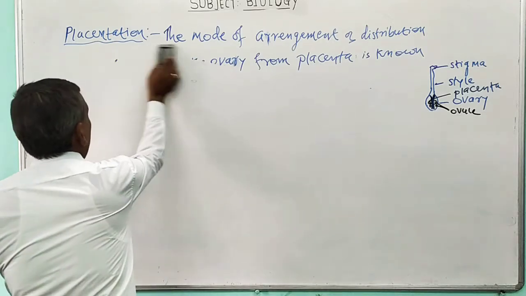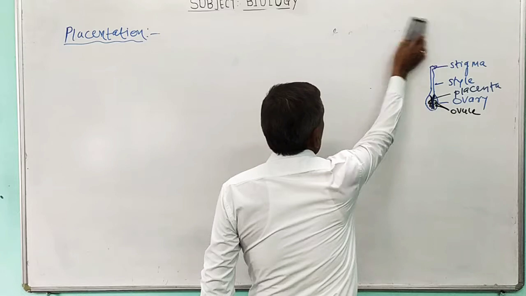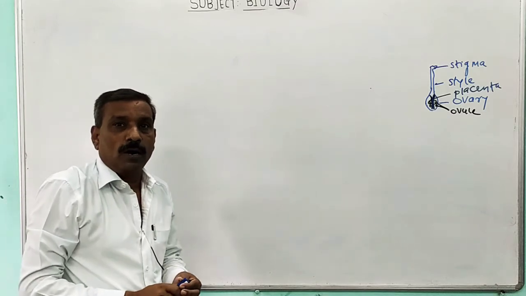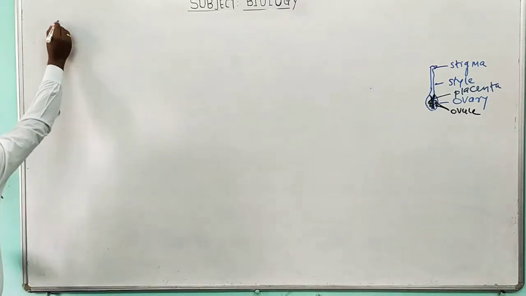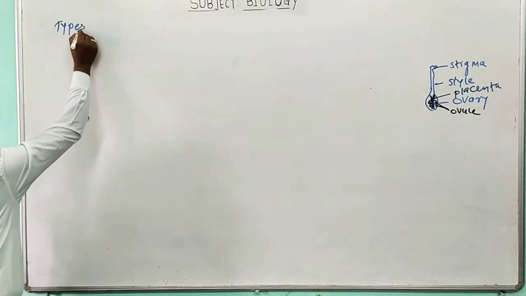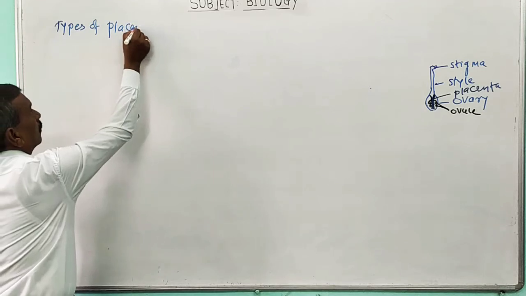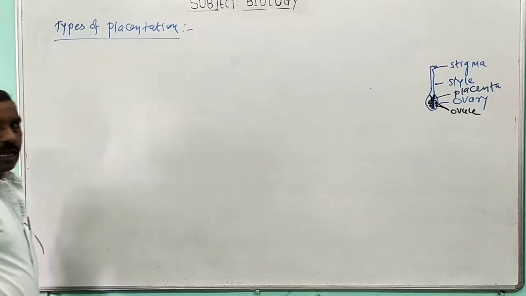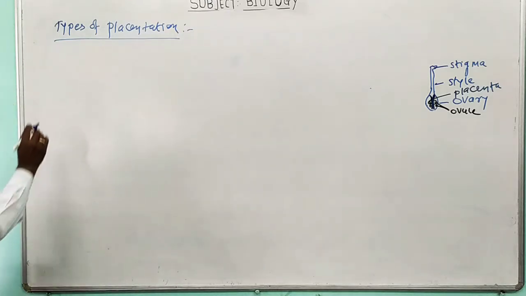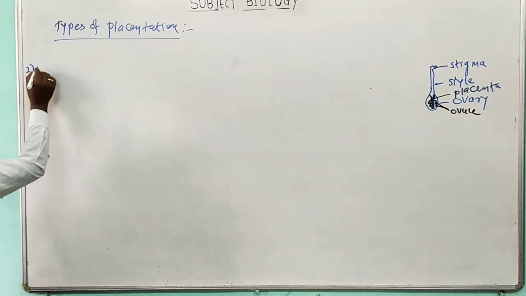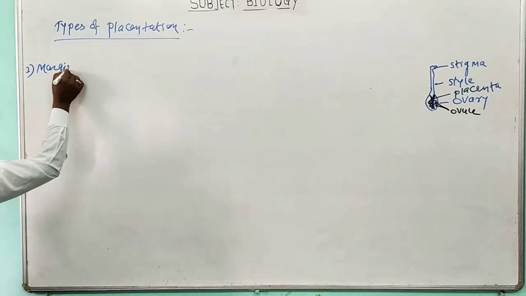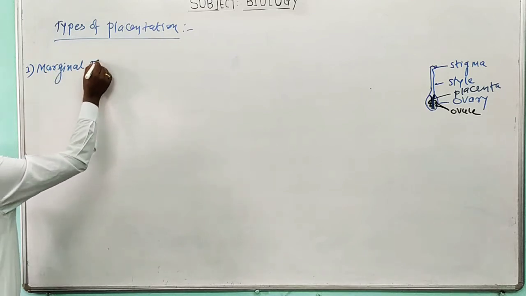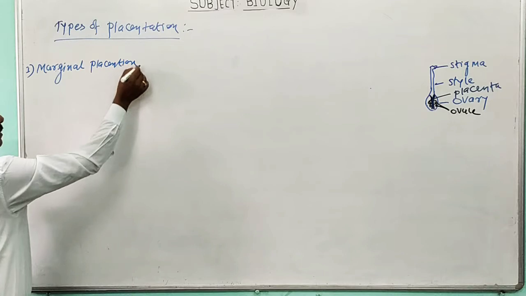Now we are going to study types of placentation. In all, there are 5 types of placentation found in plants. The first one is known as marginal placentation.